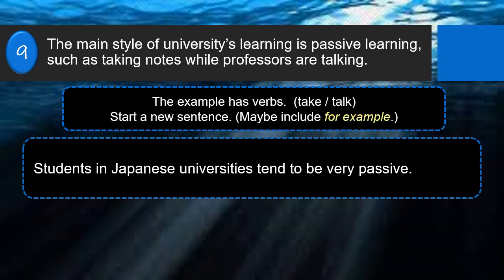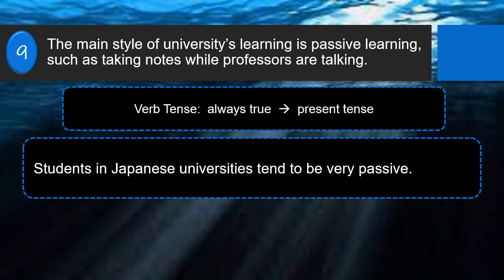The example has verbs: take, talk, such as taking notes while professors are talking. Therefore, start a new sentence. Now, in this case, I think "for example" would be good. Also, pay attention to verb tense, because you have "taking notes, are talking." This statement is always true. It is a general statement, so you need to use the present tense.